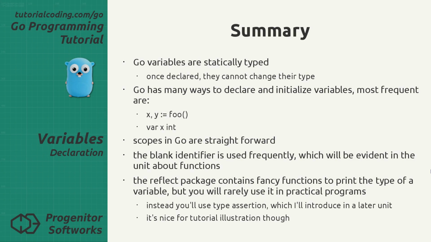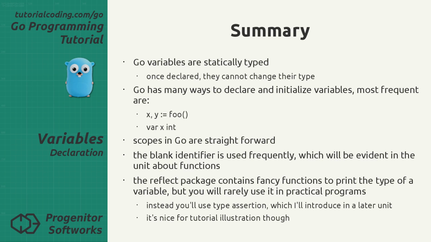To summarize, Go variables are statically typed. Once declared, they will insist on their type until they pass away. Go has many ways to declare variables. To improve readability, package variables should be declared explicitly. Variables that are only used for a short time can be initialized implicitly, saving a lot of typing and making the program more concise, which also improves readability.